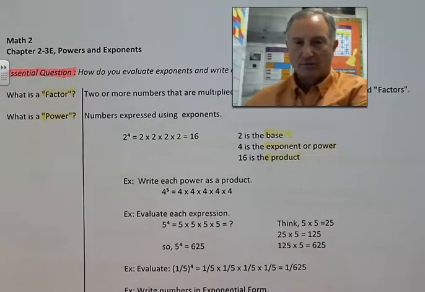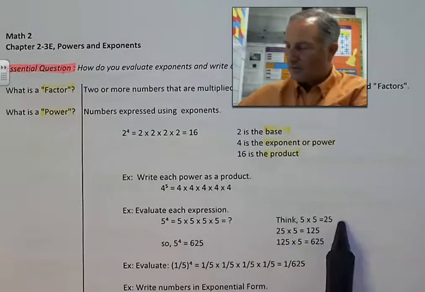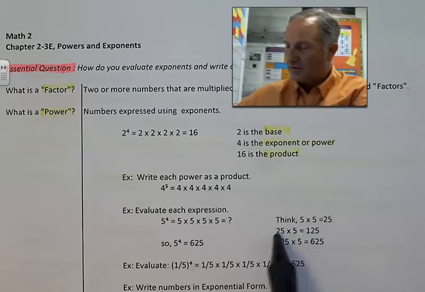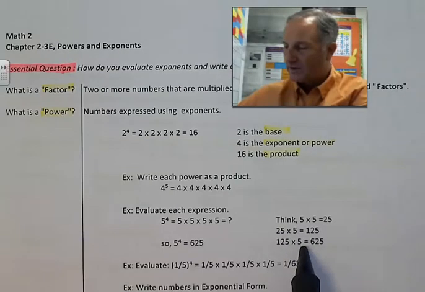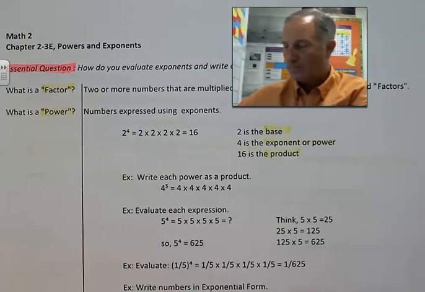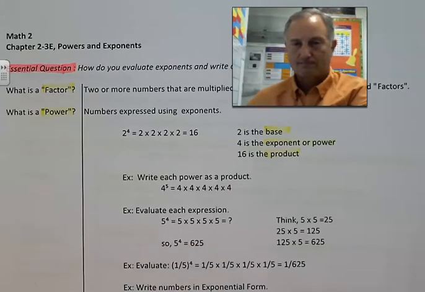Let me bump that up. Sorry about that. Okay. So 5 times 5 is 25. Take that answer times the next 5. Take that answer times the next 5, and you get 625. Okay. So that's what it would look like right there.